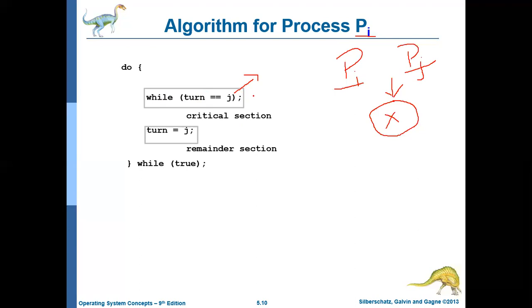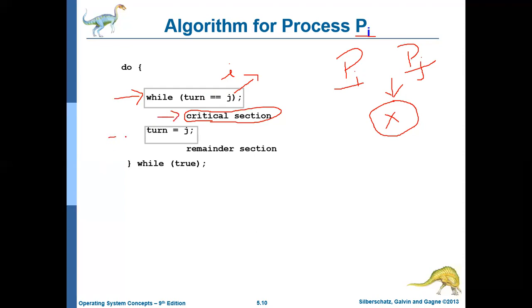If it is not j's turn, then turn will be equal to i. There are only two processes, either i or j. If turn is equal to j, then it will keep on waiting. If it is not j's turn, then turn is equal to i, or turn is not equal to j, and it will enter the critical section. It will execute the critical section and it will again make turn equal to j. So this is the entry section. In the entry section, it checks whether it is the other process's turn or not. If it is the other process's turn, it is waiting. If it is not, it enters and executes the critical section.